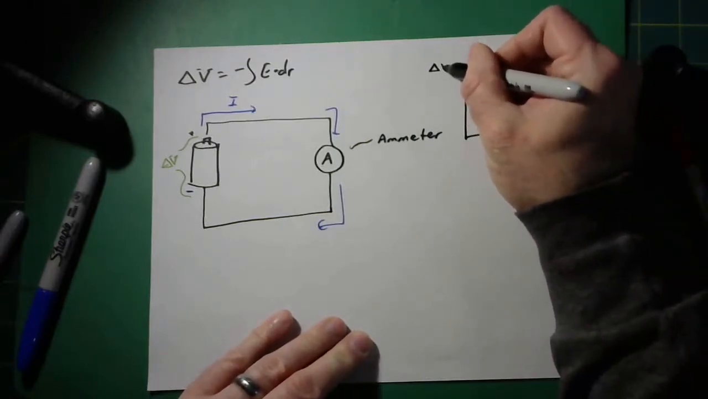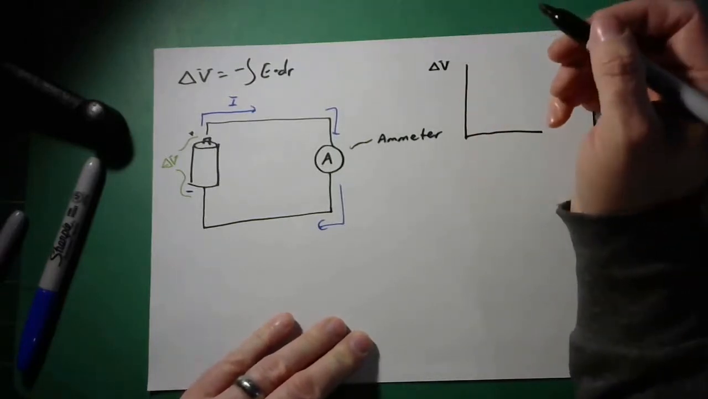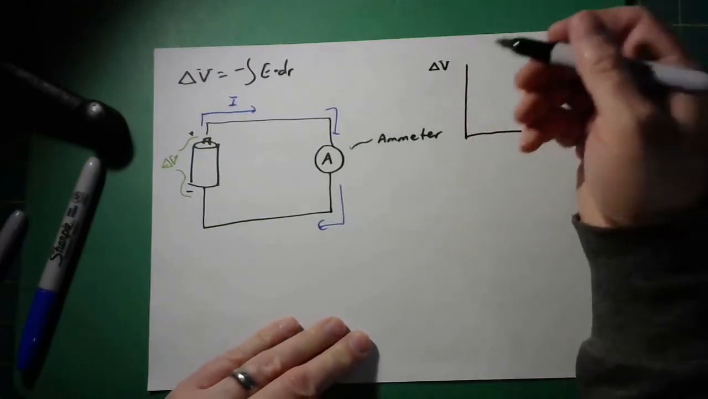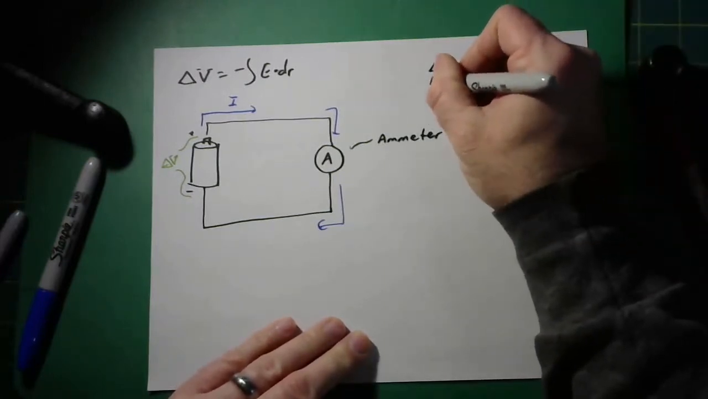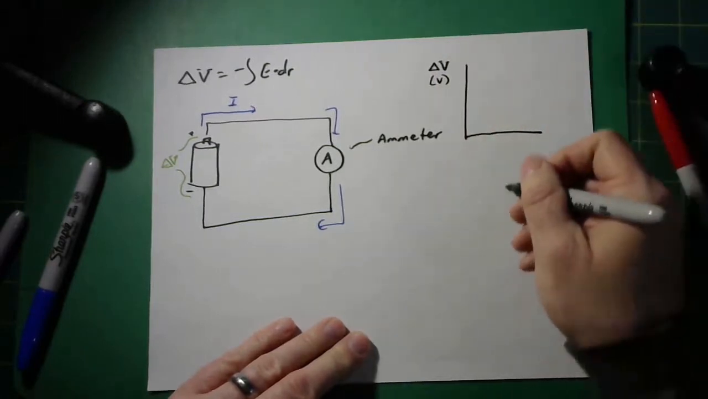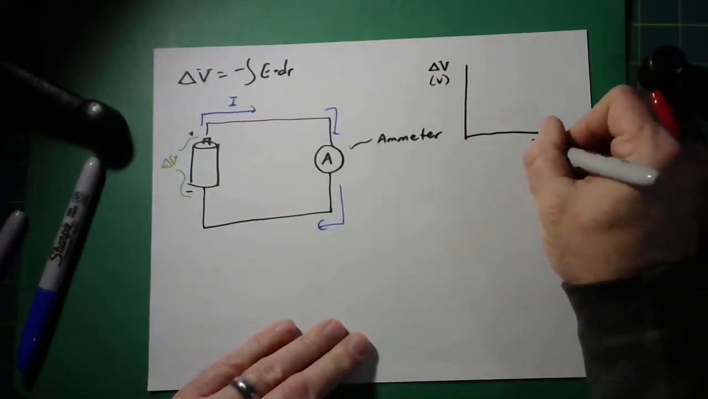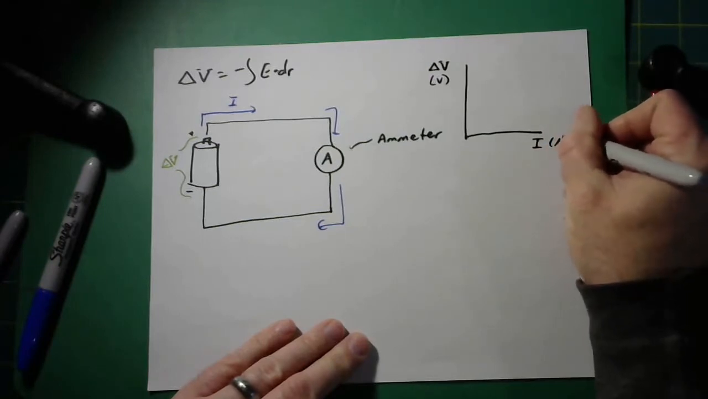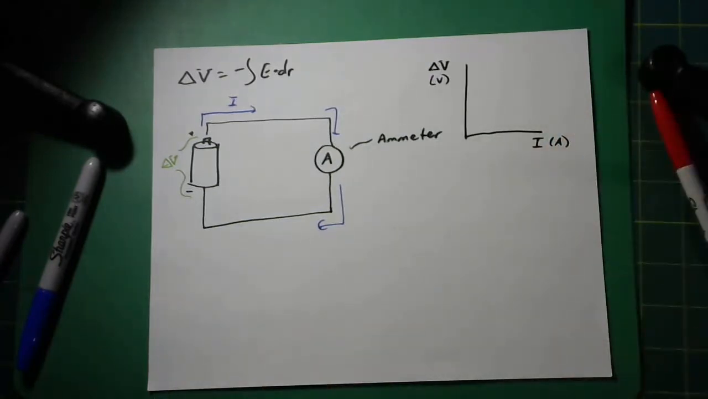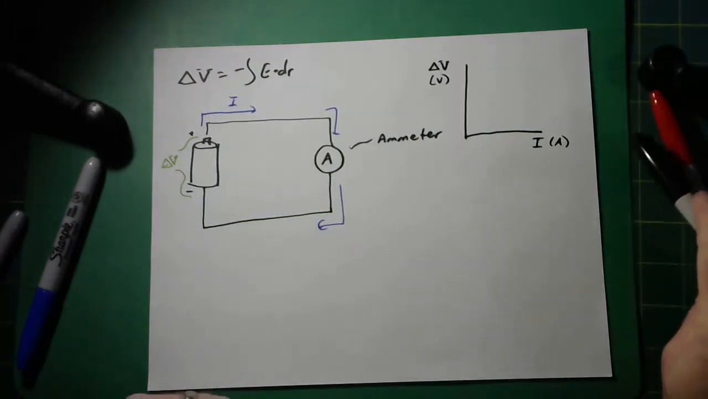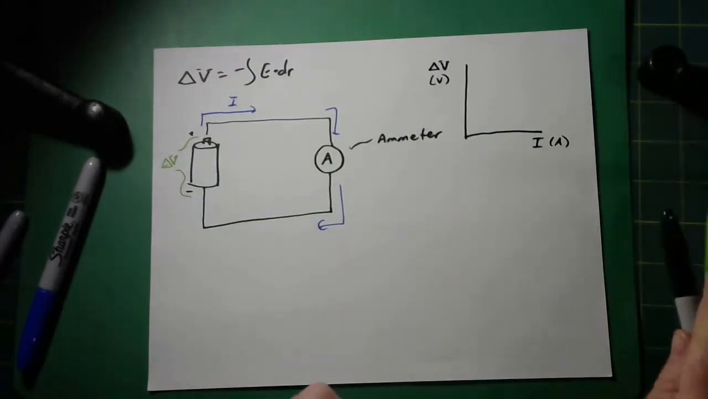So I'm going to put my delta V, that's my potential difference based on what size of battery I'm putting in, measured in units of volts, on the vertical axis. And on the horizontal axis, I'm going to put the current, which would be measured in units of amps. We're kind of doing this as a thought experiment.